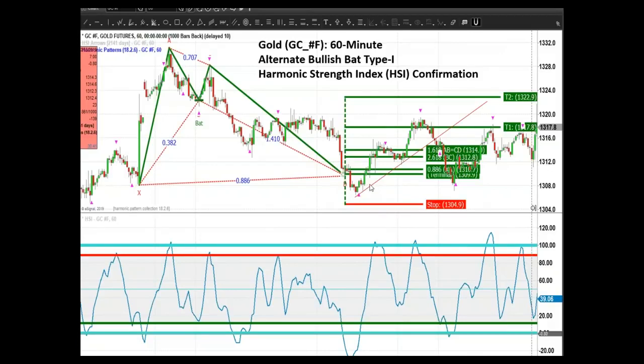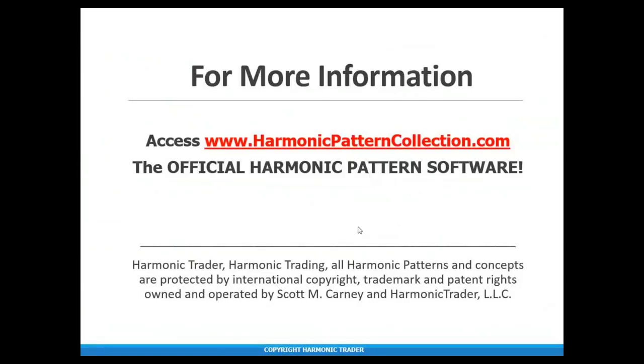We talk a lot about this in the live harmonic trading sessions, and this simple incorporation of the HSI arrow, really effective.